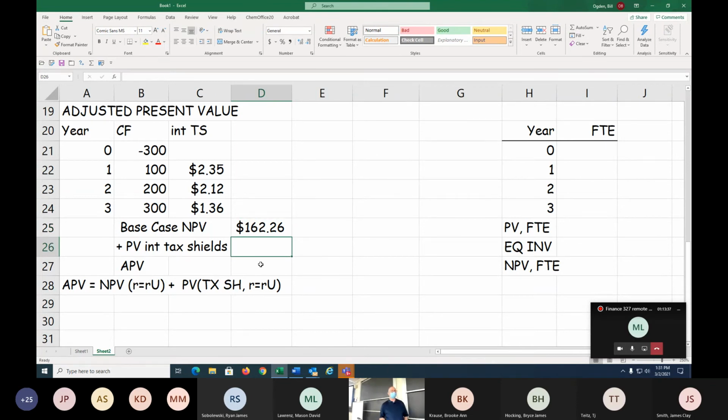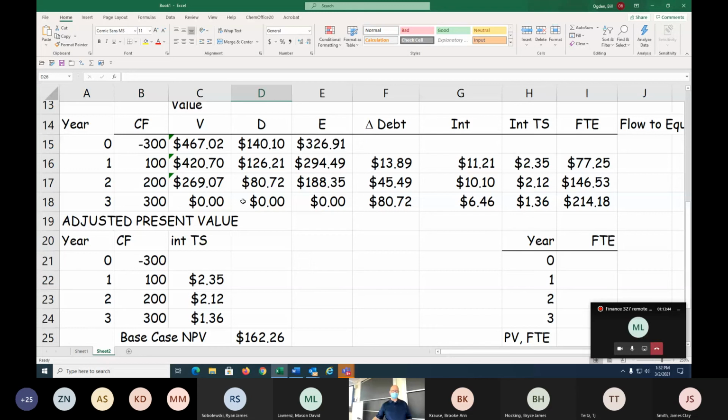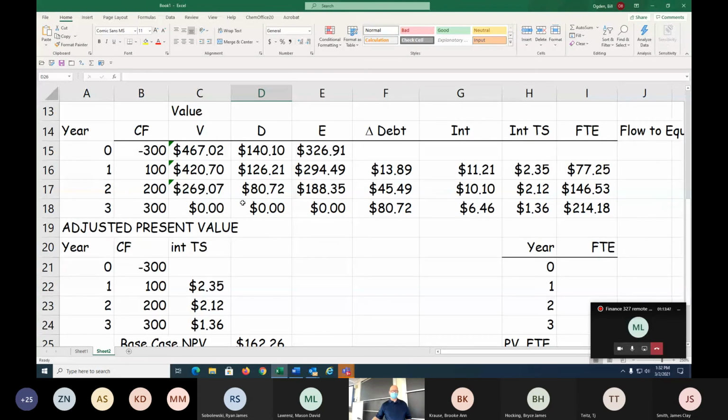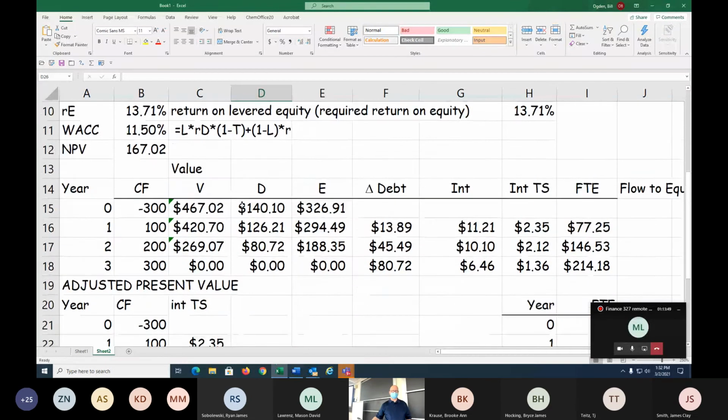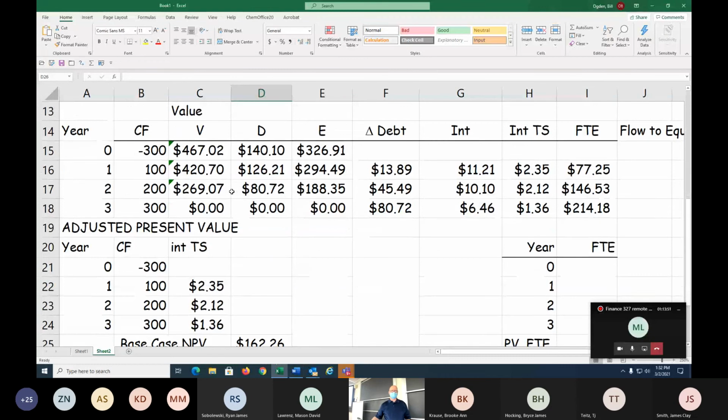Okay, we got a little bit of time here. Let me show you something about the tax shields. I think I've mentioned this in the Word document. Let's go back up to our cash flows. Do we see that? How did we get this value? This value is the present value of these three cash flows, isn't it? So once I had the value, how did I get the debt? It was a constant number times the value, wasn't it? In our case, 30%, right?